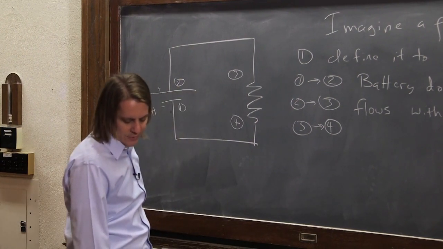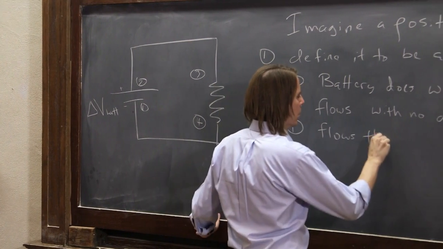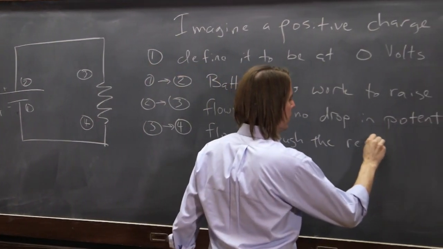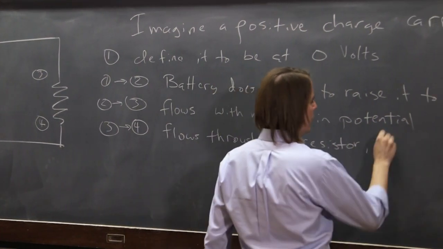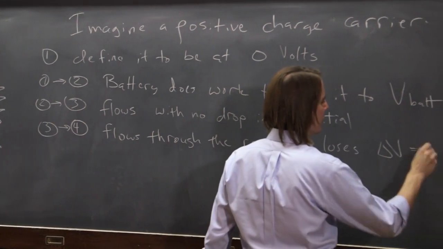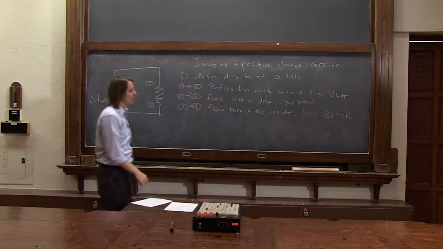And here we would say the carrier flows through the resistor and it loses a potential, delta V. Equals what? Equals the current times the resistance. Delta V equals IR, like we calculated before.